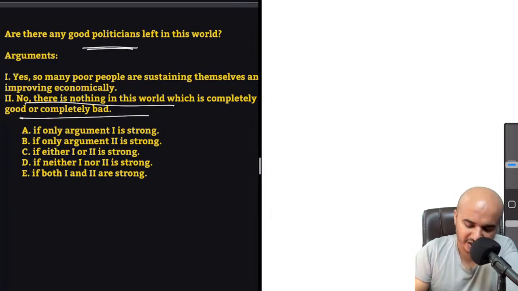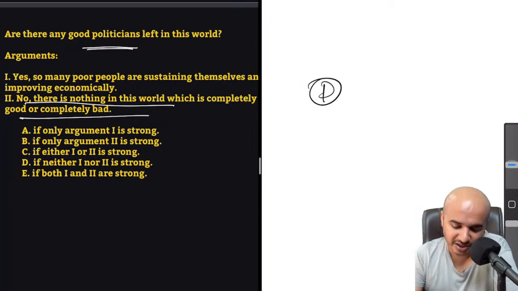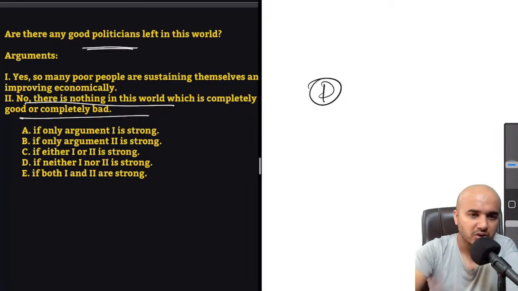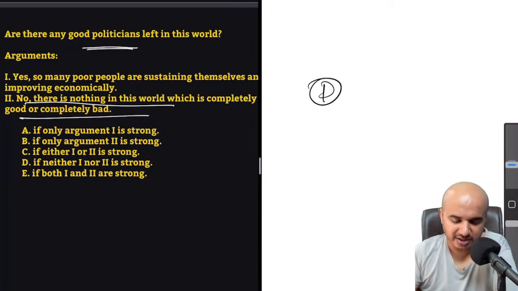So which option should we select? If neither of the arguments is strong, we should select option D, because neither argument 1 nor argument 2 is strong. So therefore select option D as the answer. Next.